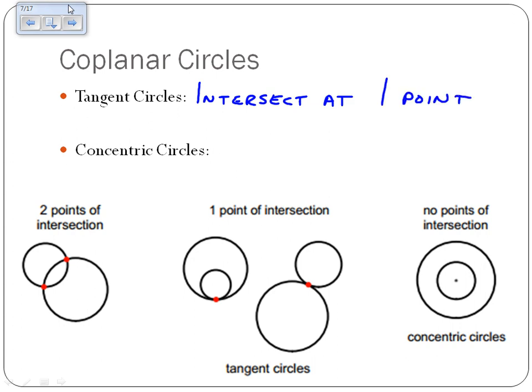An example of them is shown right here. Tangent circles intersect at 1 point. So there's 2 options for those. They're either the eyeball style, where it's inside, or you see the eye kind of like a cartoon eye. The other option is if they're right next to each other.